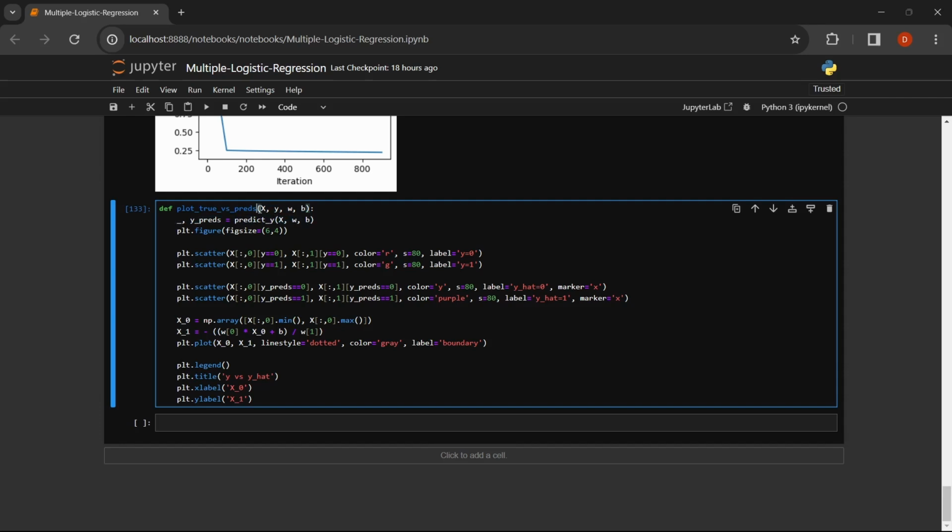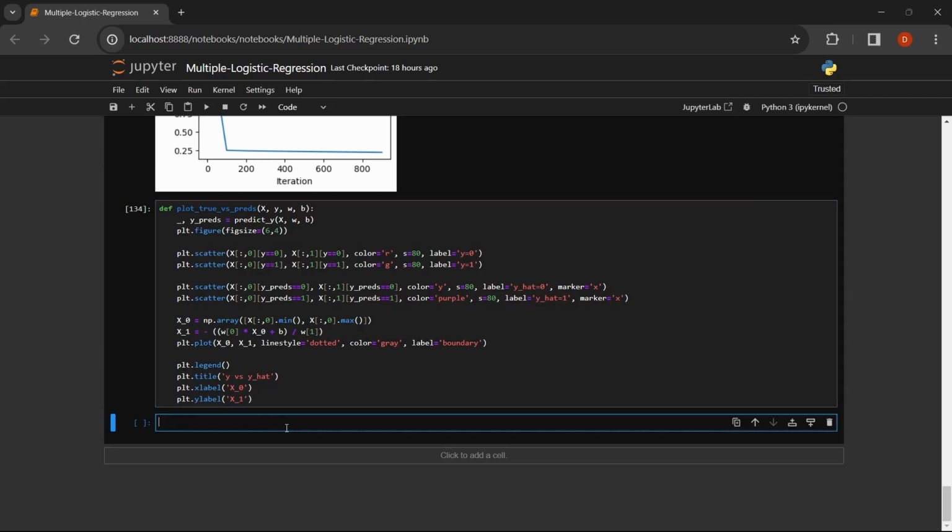Alright, so in this plot, we're passing an x, y, w, and b, and creating some y predictions from the training data. And then we're going to start up a new plot and scatter the true values for y, and then scatter the predicted values for y using an x marker. Next, we'll plot the decision boundary with a gray dotted line, and to give some final context, we'll add a legend, a title, and the x and y labels. So let's run this function with our new w and b.